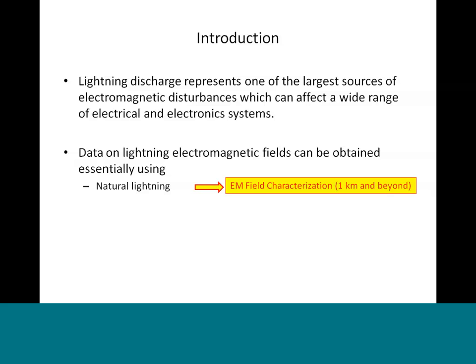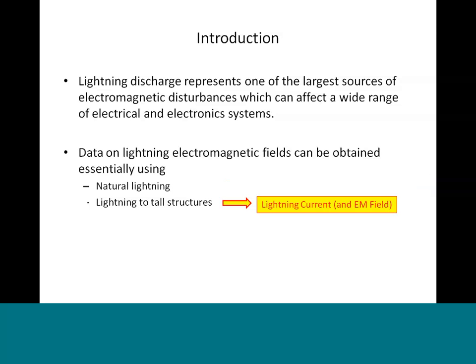First, natural lightning, which gives us EM field characterization of lightning from distances of 1 kilometer and beyond, up to 200 kilometers. So mainly we can say from moderate distance up to far distance.